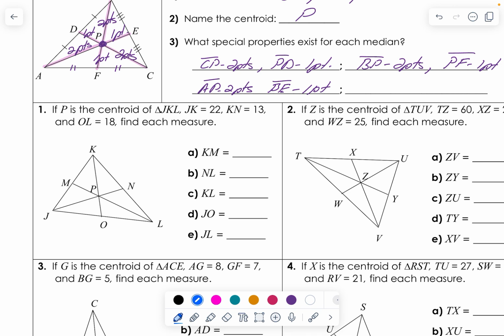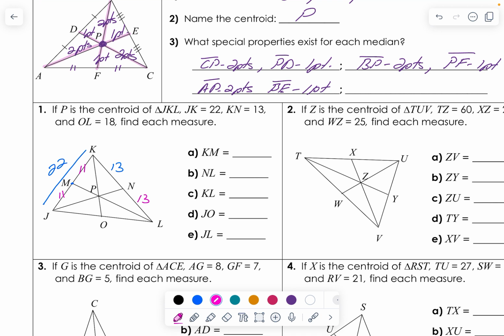All right, so this first example actually is more about the sides of the triangle, as you'll see. So JK, this whole thing is worth 22. Remember, M is a midpoint, so it's cutting it into 2 equal pieces. That means that this is going to be 11 and this is going to be 11, right? It cuts it in half into 2 equal pieces. Now we're also given KN, this piece is 13, which means this other piece is 13 because it cuts each side in half.